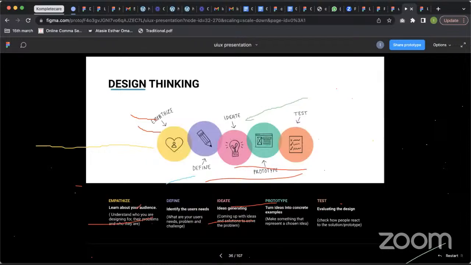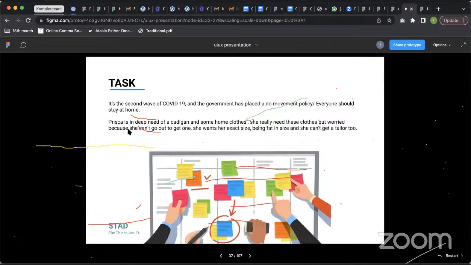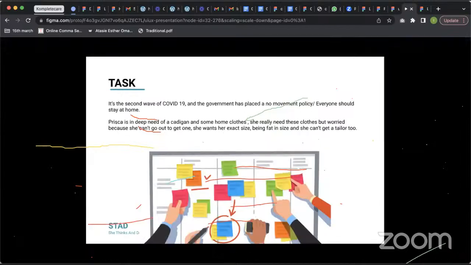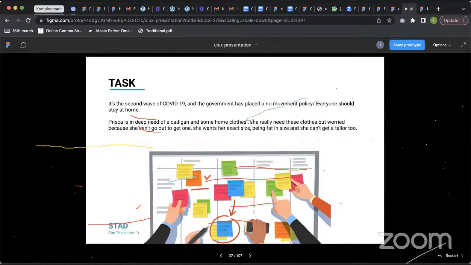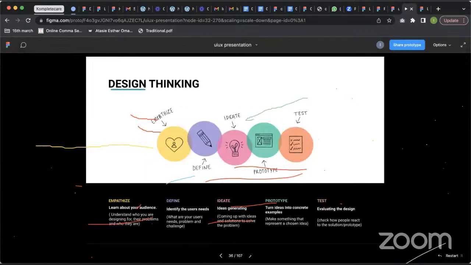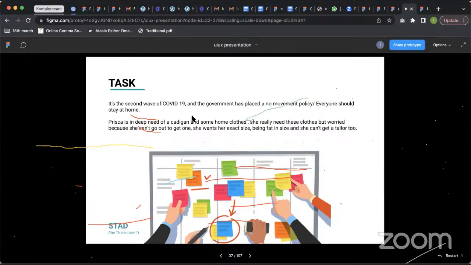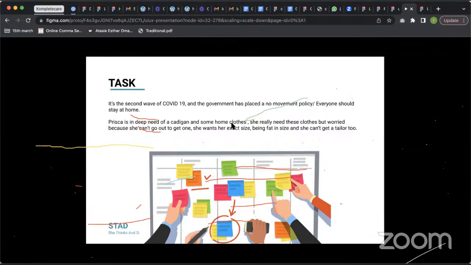So what are the problems, what do you think? Now we cannot start interviewing Priska, but Priska has already told us her problem. So we've already empathized with her, right? That this is her situation. So we need to list out her problems. What is the problem?